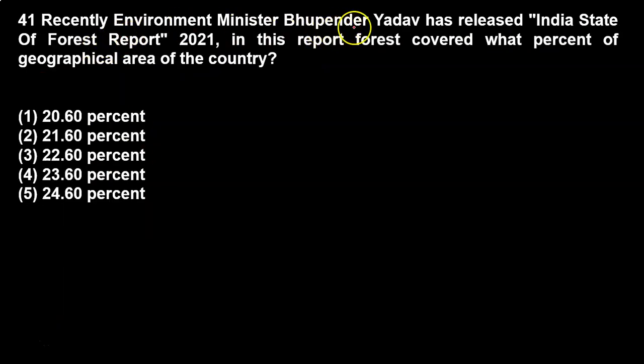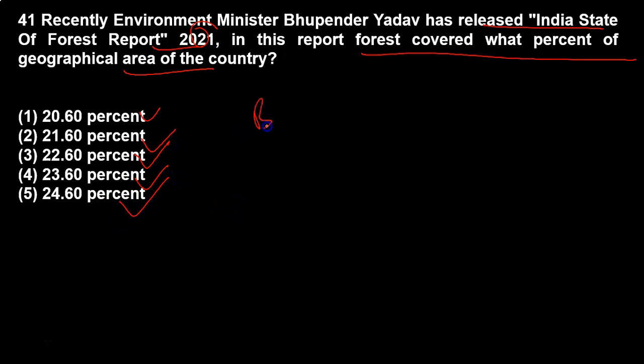Recently, Environment Minister Bhupendra Yadav has released the India's State Forest Report 2021, and in this report, forests covered what percent of the geographical area of the country? Your options are 20.60%, 21.60%, 22.60%, 23.60%, 24.60%. Very basic question.